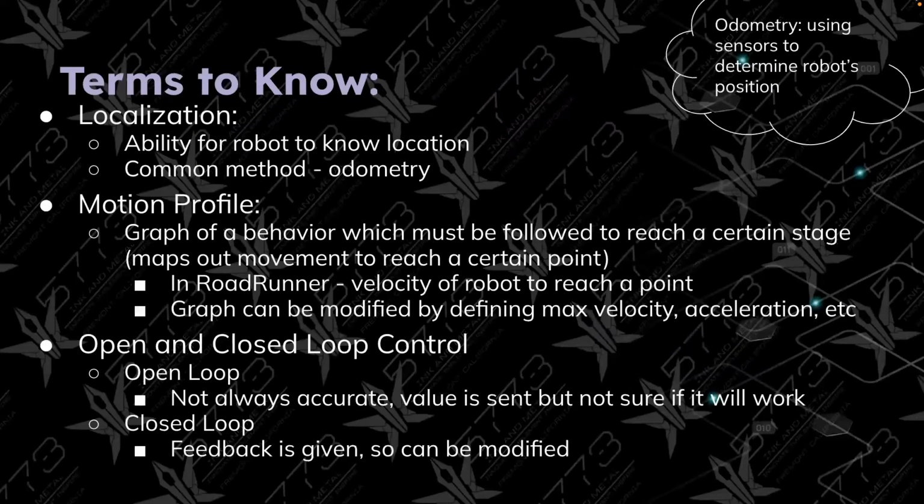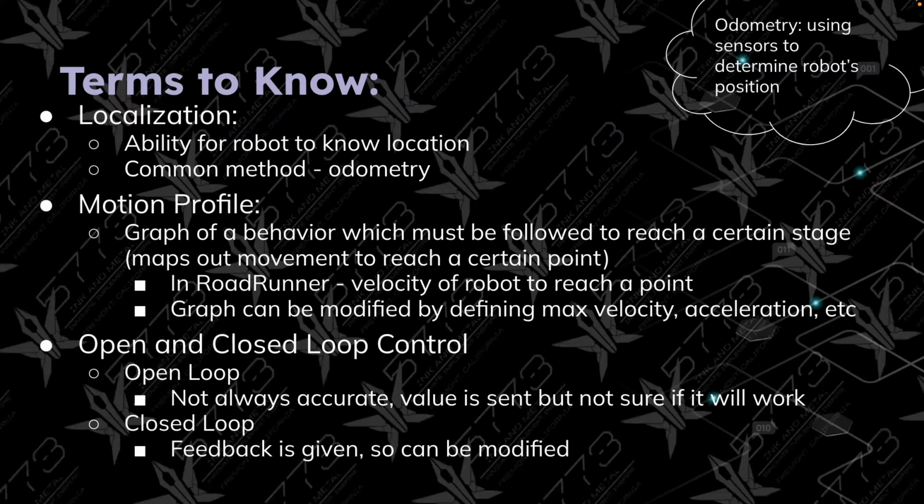There are some key terms to know for using RoadRunner. The first is localization, which is the ability for the robot to know its location. A common method for doing this is odometry. Odometry is a usage of sensors to determine the robot's position.